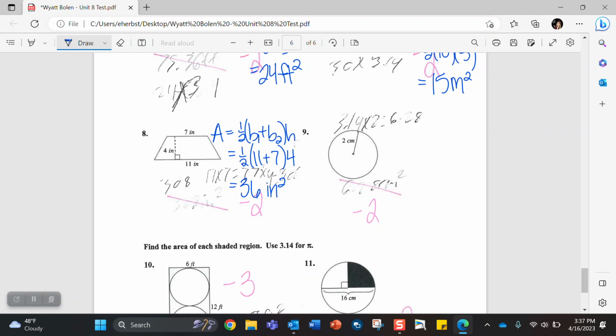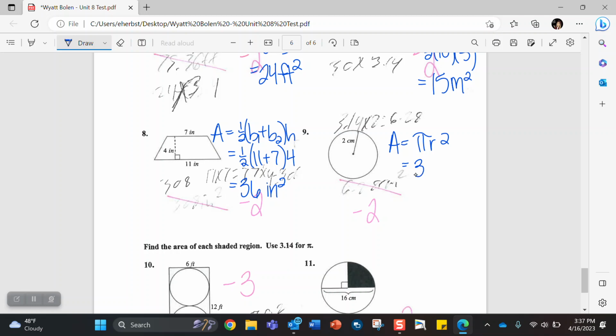The last one's a circle. We did an area of a circle above in multiple choice. It is pi r squared. We always have to look at the picture and make sure that we're given the radius, which is halfway across the circle.